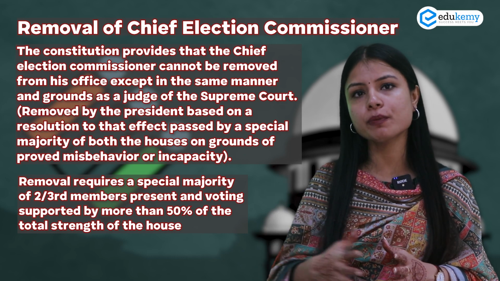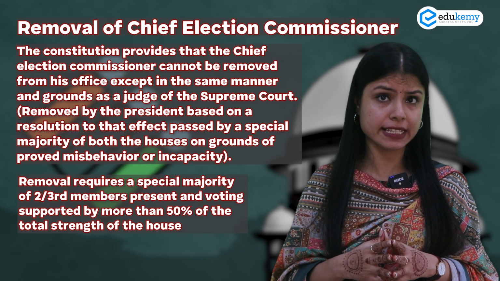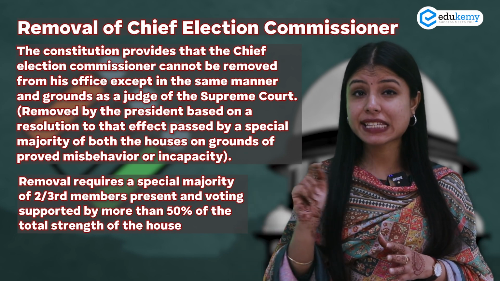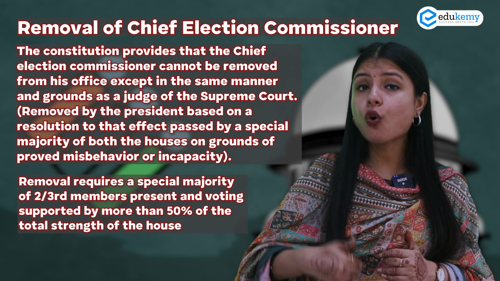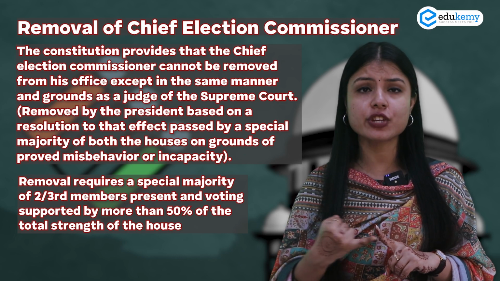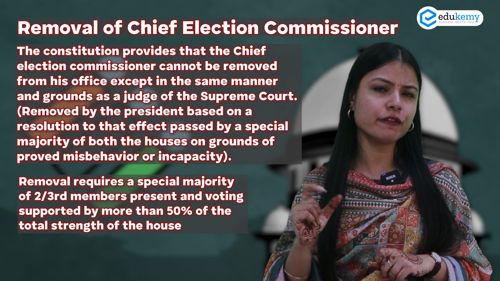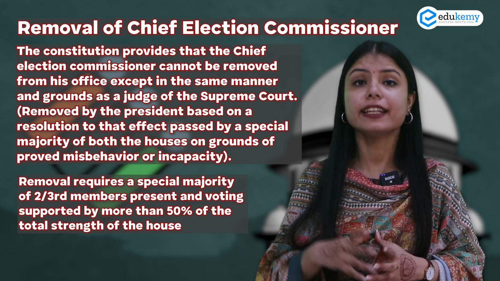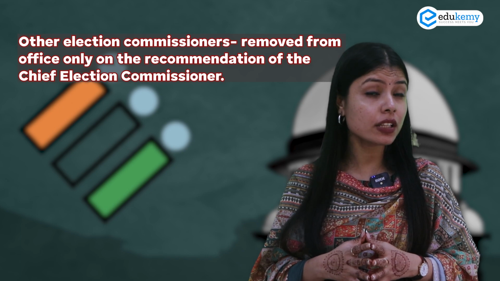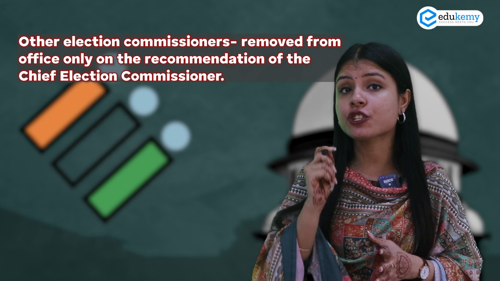Now what about the other two members? So the criteria given is the other two members can be removed by the President after consultation with the Chief Election Commissioner. But this is where the grey area comes up, because no further clarification is available. So we do not know whether this recommendation or suggestion is binding or what would be the procedure henceforth. So this is that area which needs some more clarification. Let us also understand the removal of the other two election commissioners. So the other two election commissioners can be removed only on the recommendation of the Chief Election Commissioner.